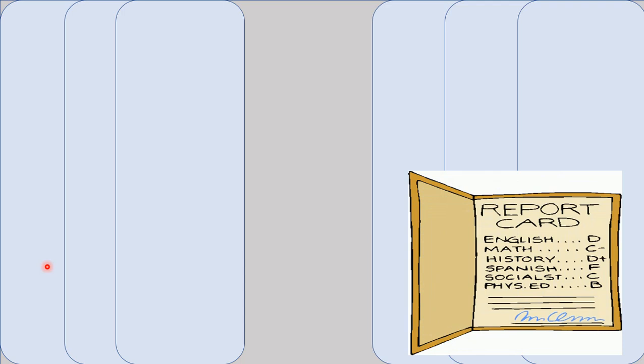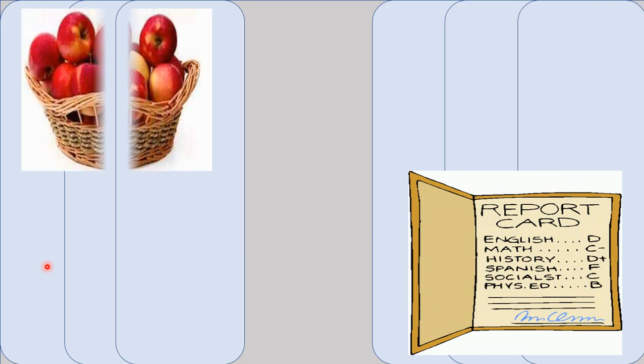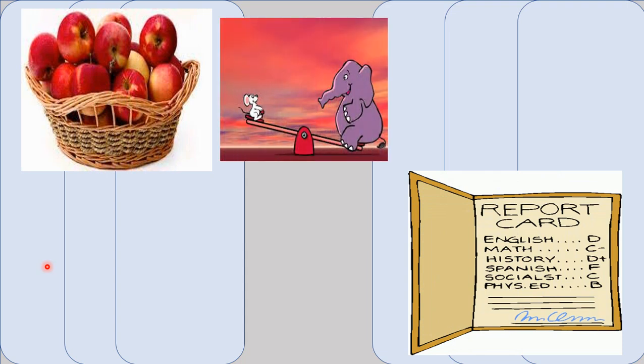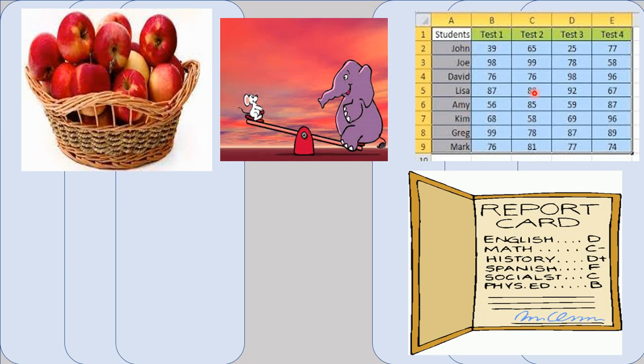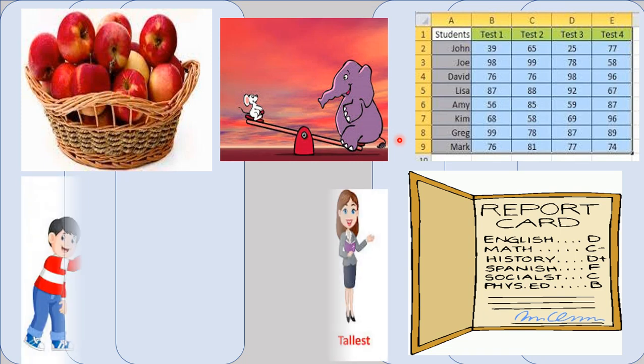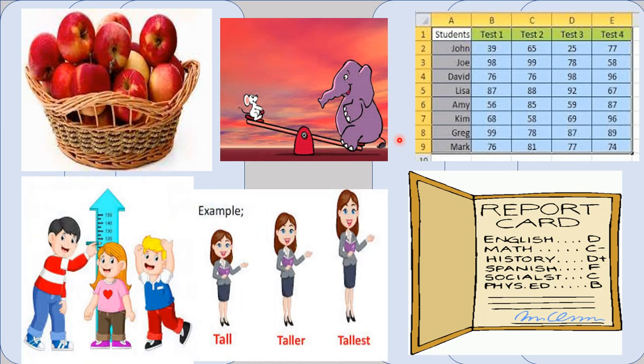Report card of a student showing the grades in different subjects, number of apples in the basket, weight. In this picture, this shows the weight, who is the heavier and who is the lighter. Marks of the students in different tests, who scored more, and the height of the children, who is tall and who is the tallest. So all these are comparing quantities.